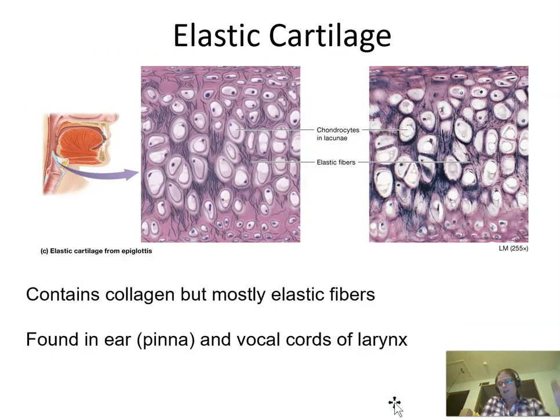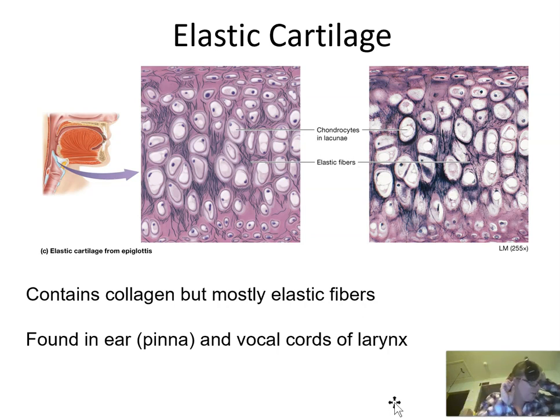Now, if you look at elastic cartilage, that looks completely different. I always say that's the Ravens fan cartilage because it usually stays purple and black. This one looks a little more pink. Those elastic fibers tend to stain black. So you see lots of elastic fibers and lacunae and chondrocytes. This is found in the pinna.